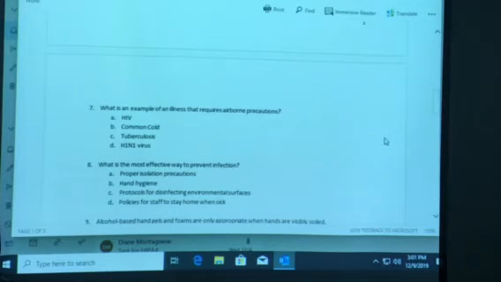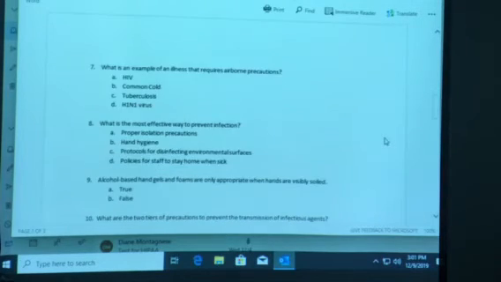Question number 8. What is the most effective way to prevent infection? A, proper isolation precautions. B, hand hygiene. C, protocols for disinfecting environmental services. Or D, policies for staff to stay home when sick.